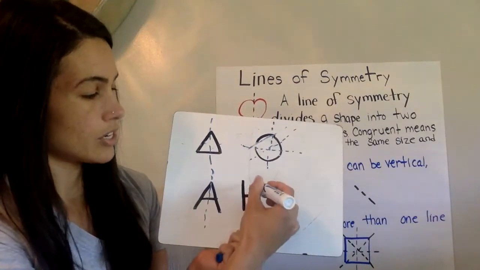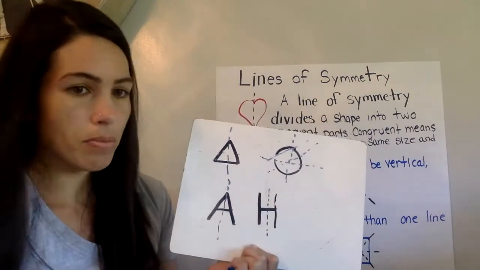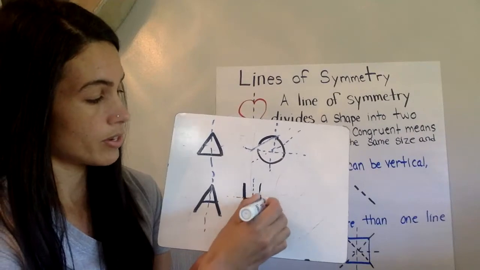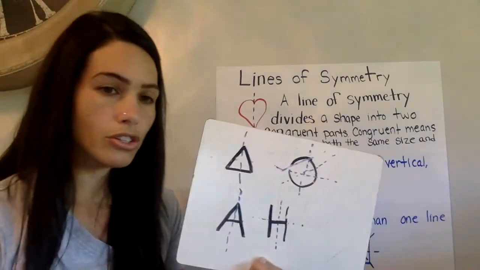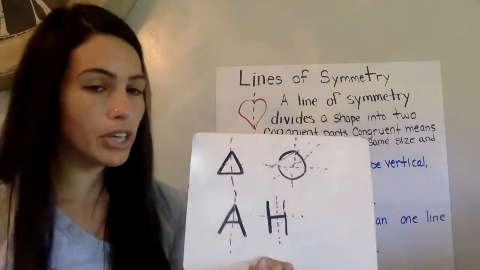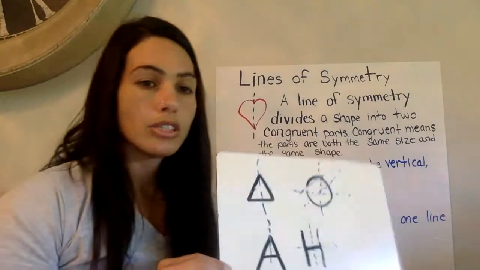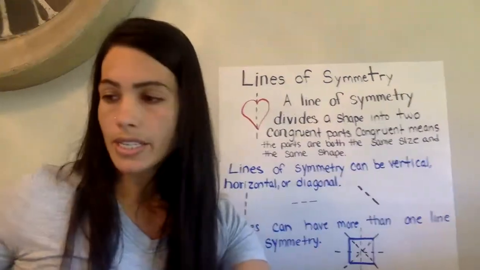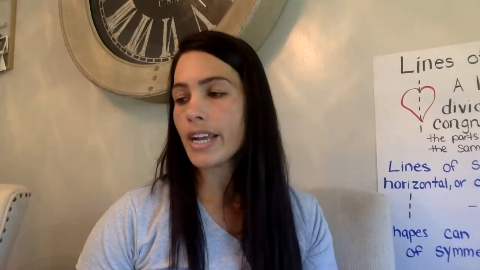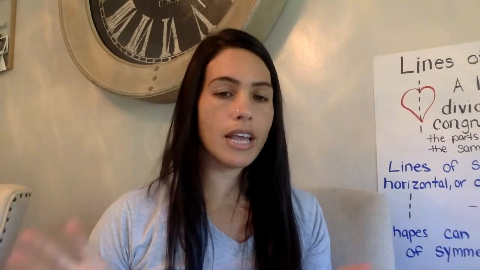Now let's look at the H. Right down the middle, and I could also go horizontal. There's two lines of symmetry. So as you can see, some shapes and letters have more than one line of symmetry. So when you're doing today's assignment, if you have paper at home, I suggest drawing it out and trying to see if it looks the same on both sides.